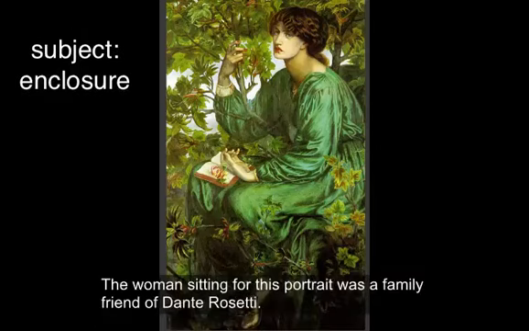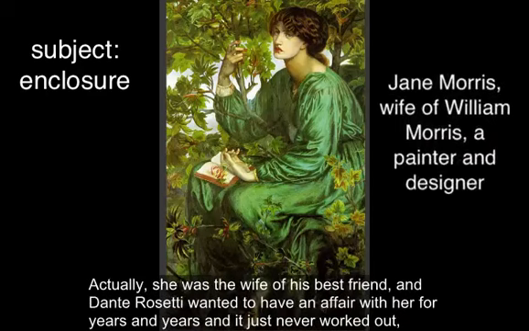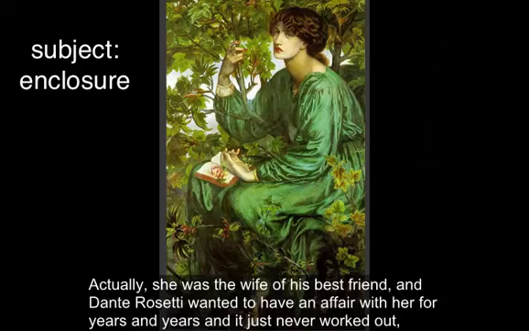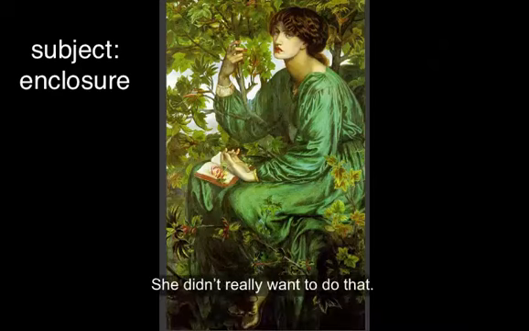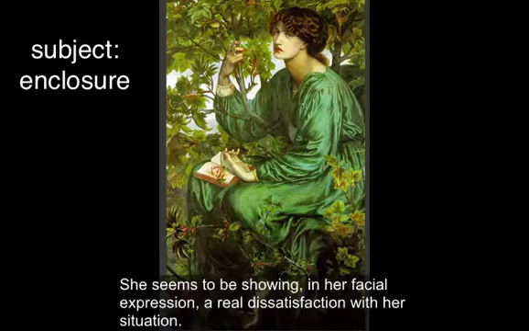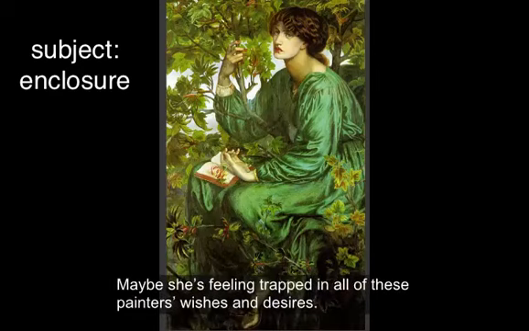The woman sitting for this portrait was a family friend of Dante Rossetti. Actually, she was the wife of his best friend. And Dante Rossetti wanted to have an affair with her for years and years. And it just never worked out from her point of view. She didn't really want to do that. She seems to be showing in her facial expression a real dissatisfaction with her situation. Maybe she's feeling trapped in all of these painter's wishes and desires.